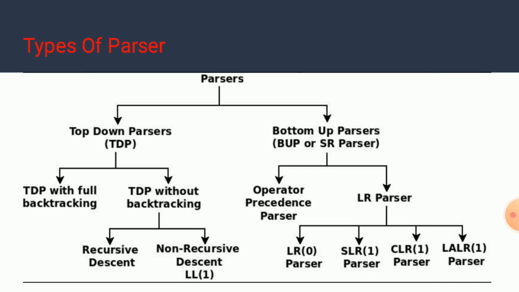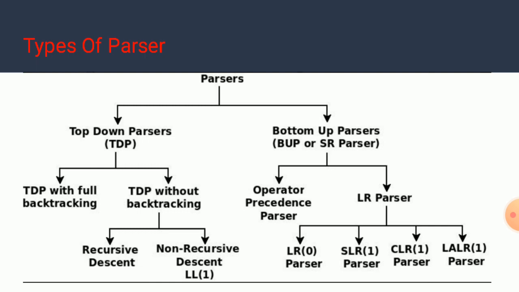Top-down without backtracking can be classified into two types: recursive descent and non-recursive descent, which is known as LL1 or predictive parser. Similarly, bottom-up parsers can be classified into two categories: operator precedence and LR parser. And the LR parser has four types: LR0, SLR1, CLR1, and LALR1.